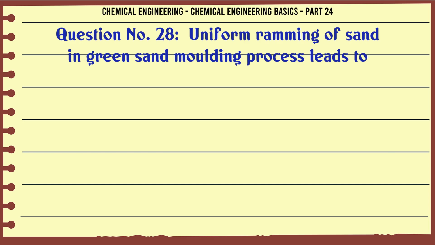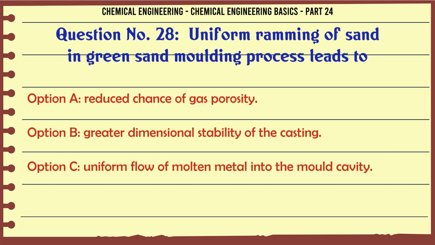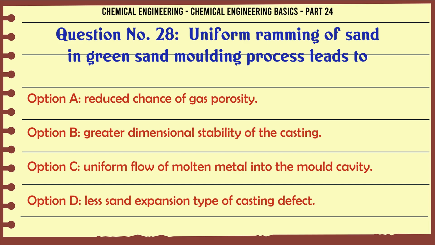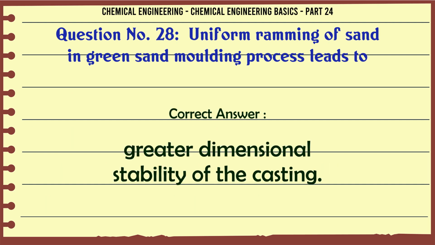Uniform ramming of sand in green sand molding process leads to A. reduced chance of gas porosity, B. greater dimensional stability of the casting, C. uniform flow of molten metal into the mold cavity, D. less sand expansion type of casting defect. The correct answer is greater dimensional stability of the casting.